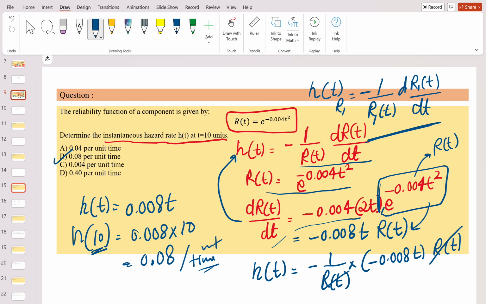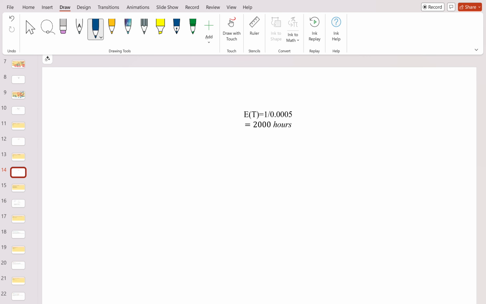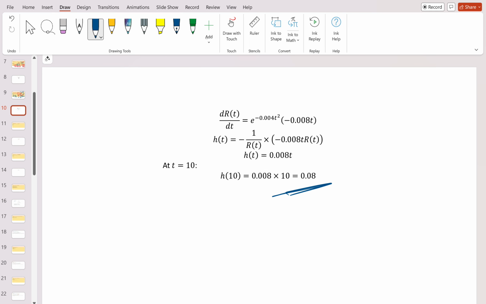You can find it out like this. Okay, so let's move forward. It will come out to be 0.08.